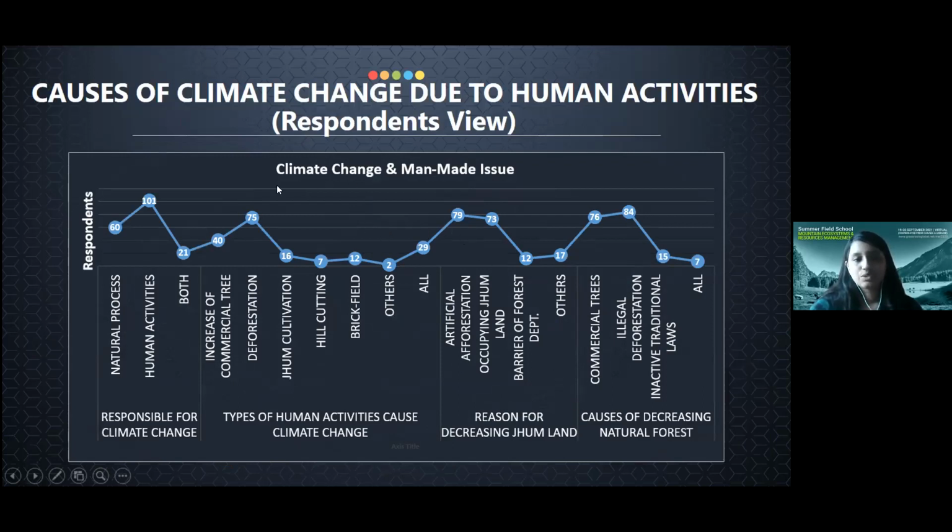Then we try to identify the causes of climate change, and most people say that human activities are mostly responsible for climate change, but there are also some respondents who think, how can the human change a natural process? They think it's a kind of God's will or something, that's why the climate or natural environment is changing.